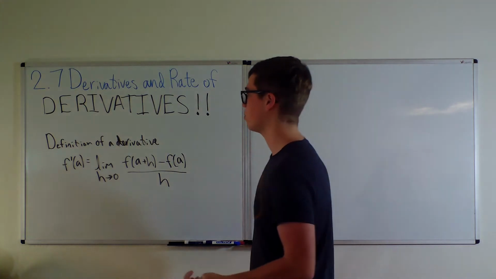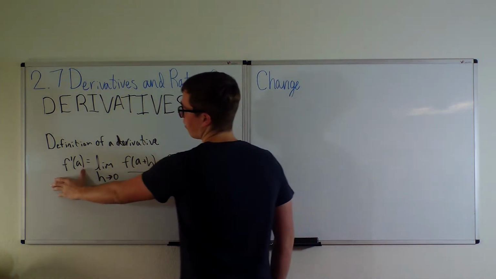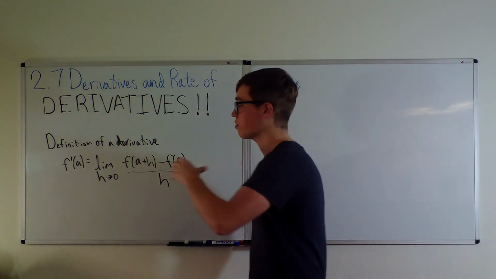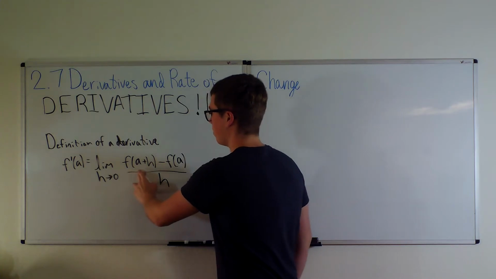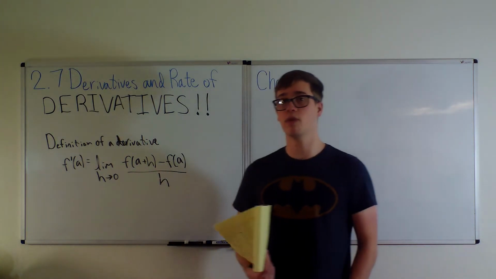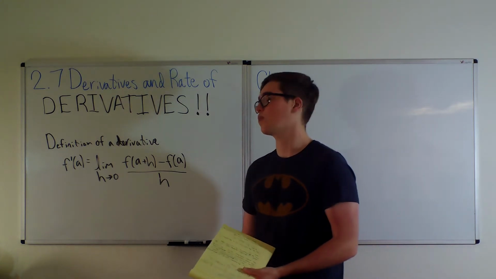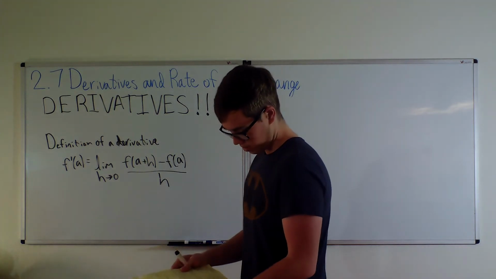So now on to the definition of a derivative in math language. F prime of a, that signals derivative, is equal to the limit as h approaches 0 of f of a plus h minus f of a, over h. We've seen this quite a bit. We've actually been doing derivatives without saying they're derivatives the past few questions we've done.